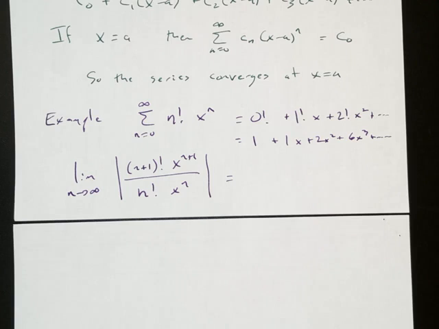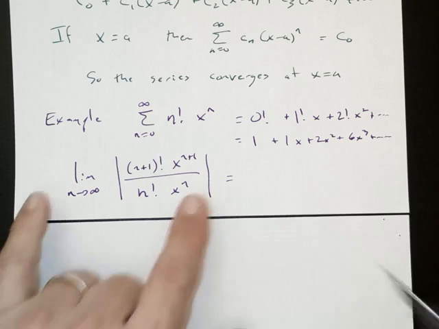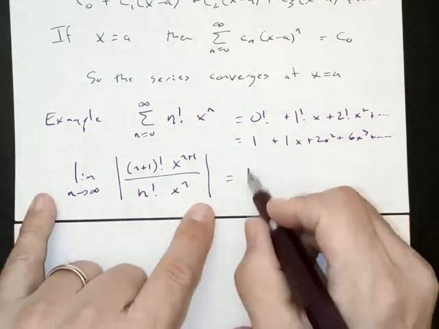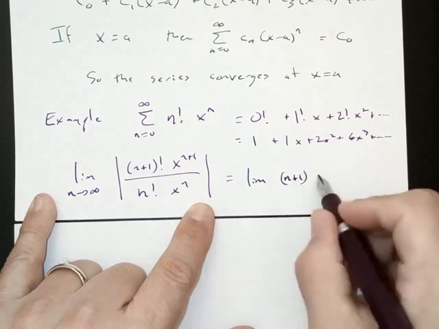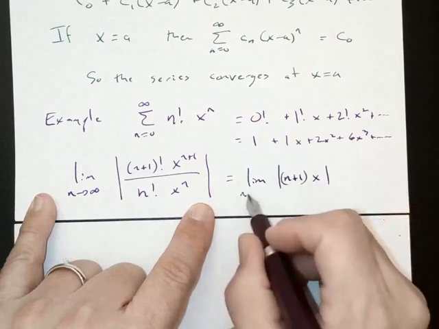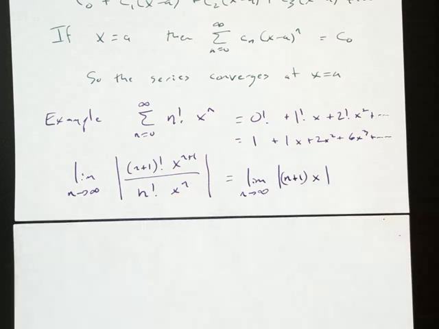The n plus 1 factorial can be written as n plus 1 times n factorial, and the n factorial divides out, leaving n plus 1 and the x by itself. All of the other pieces in the factorial, other than the n plus 1, go away. All of the other x's except the one extra one on top go away. Perfect. What happens as n goes off to infinity here?